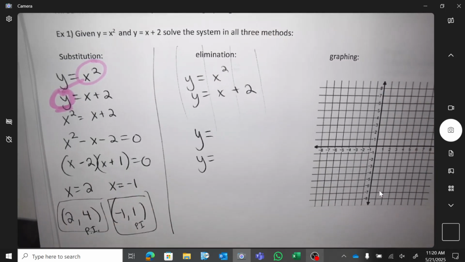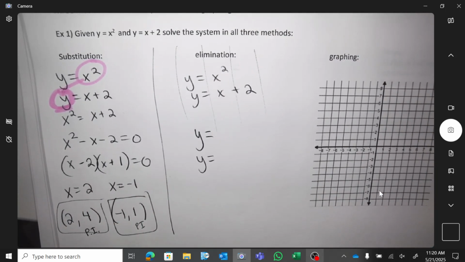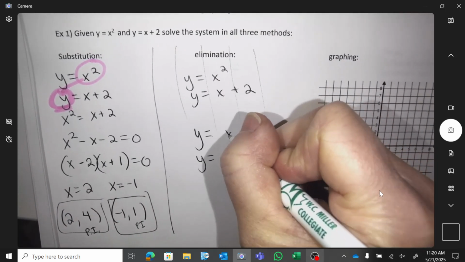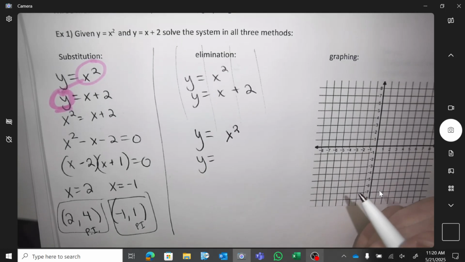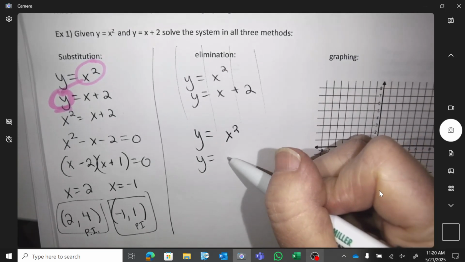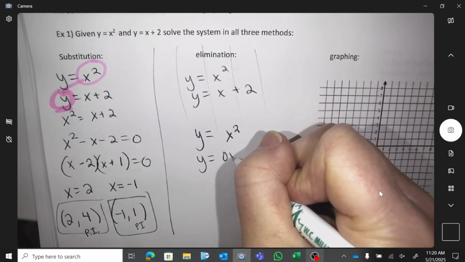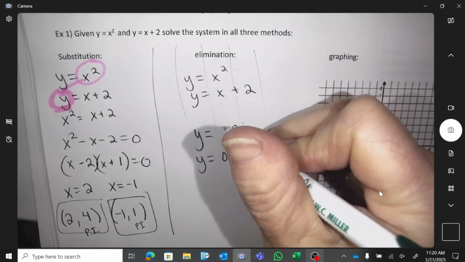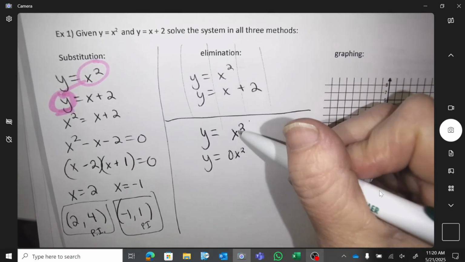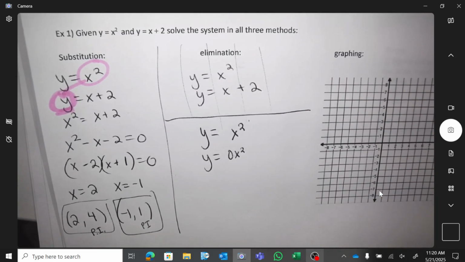So I'm going to revamp this. I like this column where the y and y are on top of each other. This one had an x squared, okay? I'm going to put 0x squared for this one. Do you see what I'm doing? I'm just putting a placeholder. There was just no x squareds in this one.